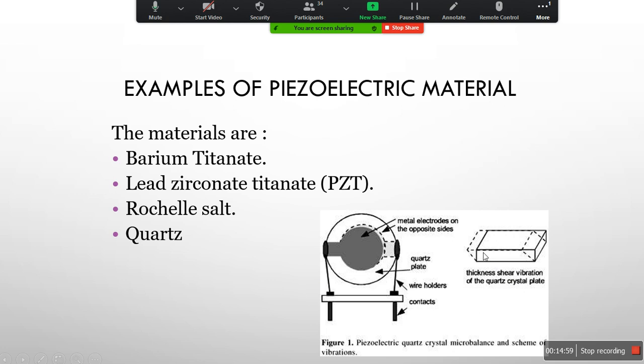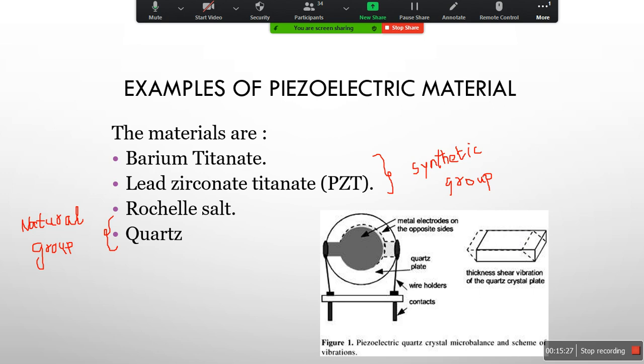See what happens here: whenever continuous pressure is applied on this, the dimension keeps changing like this. That means whenever it is continuously rotating, or when the plate is moving, it moves from here and here again. So whenever it is coming back and going forward, an electric field is generated. That electric field can be measured in terms of voltage.